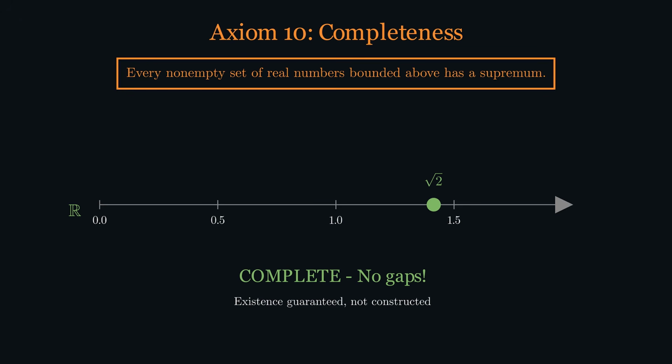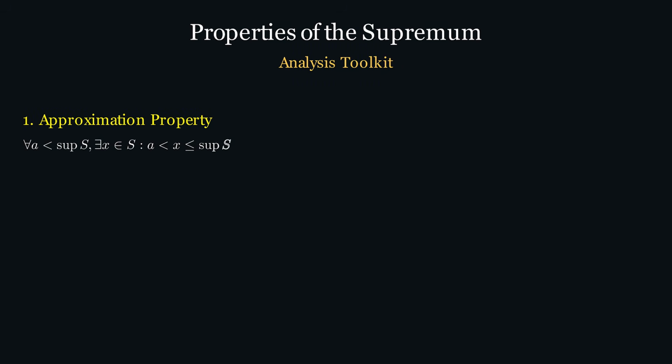Completeness fills all gaps in the rational numbers. The real numbers form a continuous line with no jumps, extending infinitely in both directions. 3 properties of the supremum merit attention. The approximation property. If B is the supremum of set S, then for any number A less than B, some element in S lies between A and B. If no such element existed, A would be an upper bound smaller than the supremum, a contradiction.